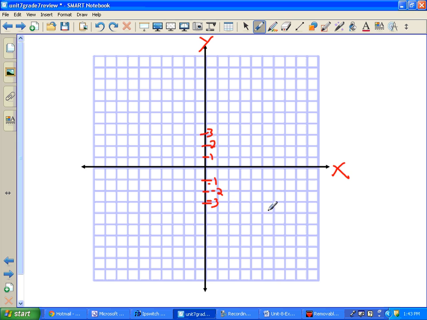Okay, like that. Going from side to side on the x-axis, we have positive 1, positive 2, positive 3, positive 4, and going the opposite way, it's negative 1, negative 2, negative 3, negative 4. And of course, the very middle here is 0, or it's called the origin.